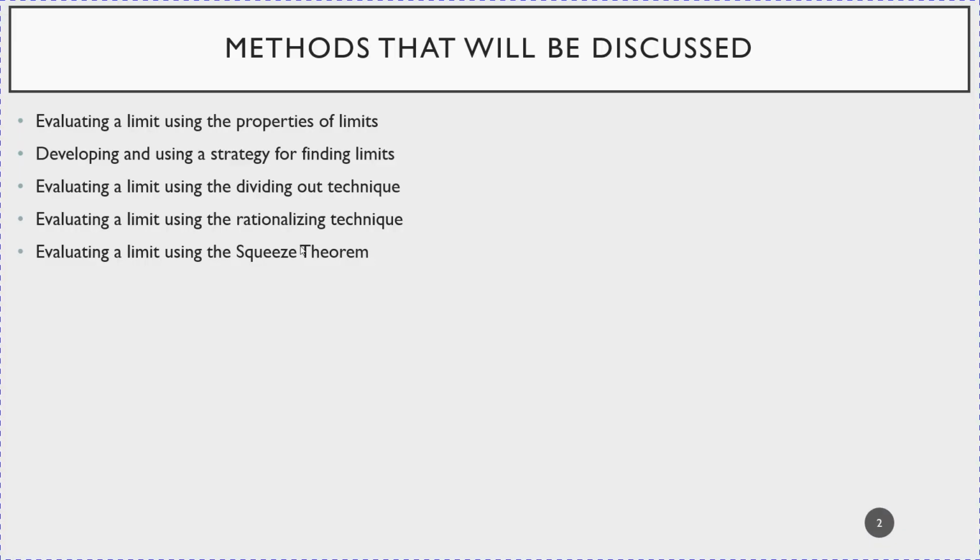So here are the methods we're going to discuss today. We're going to evaluate a limit using the properties of limits. We're going to develop and use a strategy for finding limits. We'll talk about evaluating a limit using the dividing out technique, and evaluating a limit using the rationalizing technique. Then we'll talk about something called the Squeeze Theorem. And at the end, a little bit extra, we're going to look at some special trig limits. And those are quite fun.